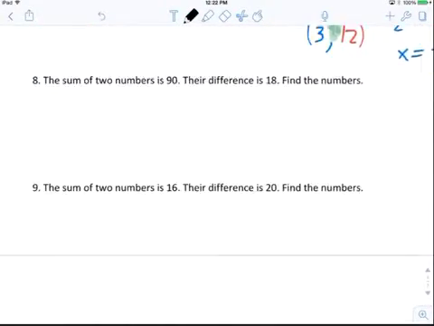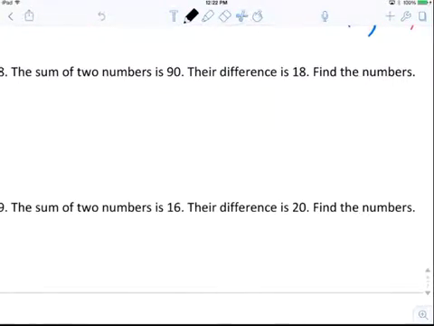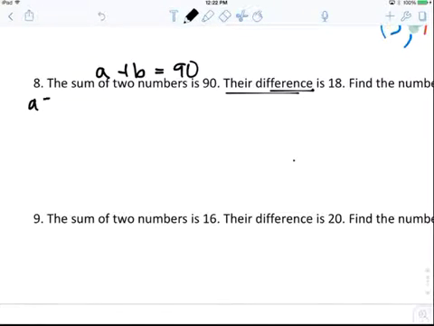Okay, the last 2 problems. The sum of 2 numbers is 90. A plus B equals 90. Their difference, so you need to define A equals first number. B is second number.